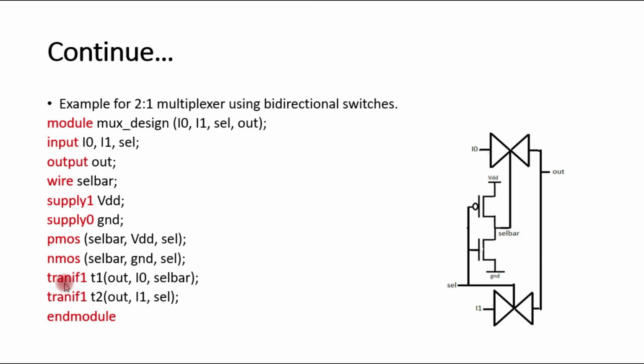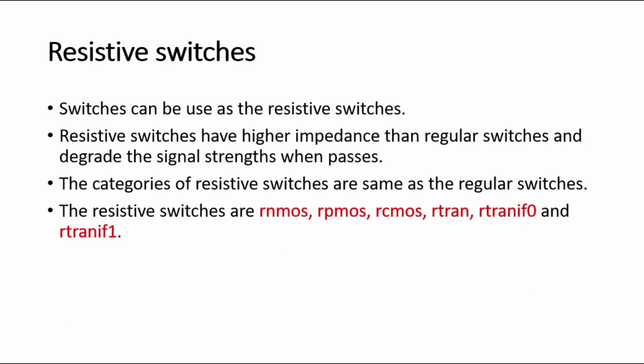And there are two bidirectional switches T1 and T2. For T1, the output is out, the input data is I0, and the control signal is cell_bar. For the T2 bidirectional switch, the output terminal is out, the input data is I1, and the control signal is cell. Then end module. Till now we have discussed MOS switches, CMOS transmission switches, and bidirectional switches.